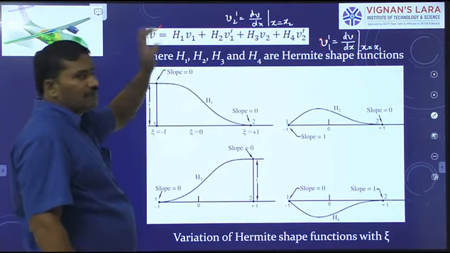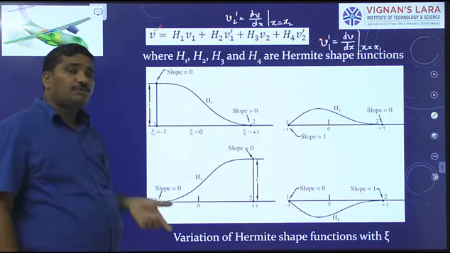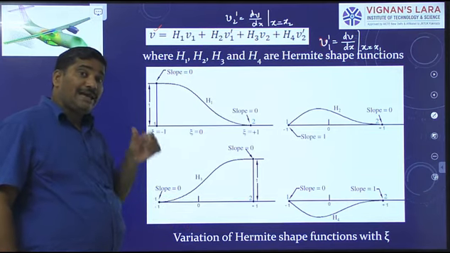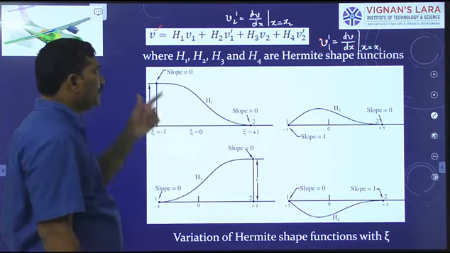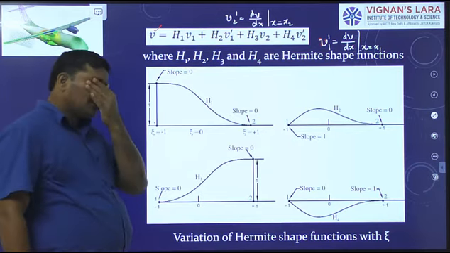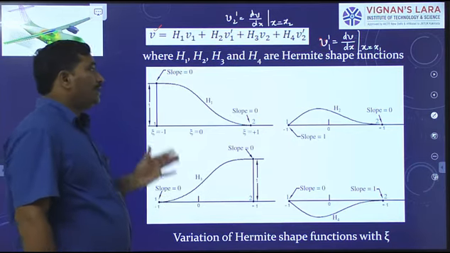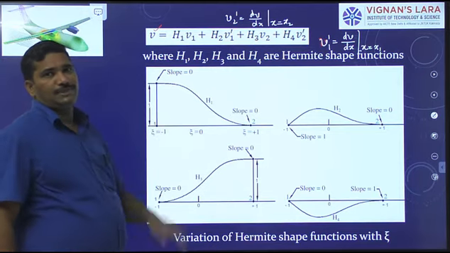What do V1 dash and V2 dash represent? The slopes of the beam element at nodes 1 and 2 respectively. V1 dash and V2 dash represent the slopes of the beam element at nodes 1 and 2 respectively.